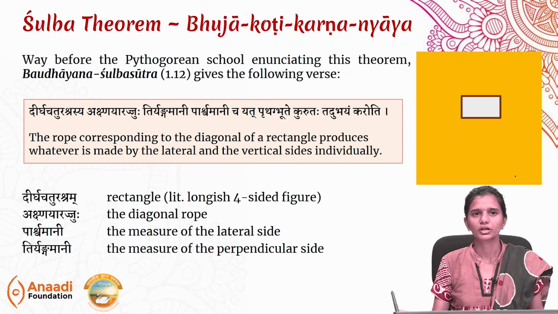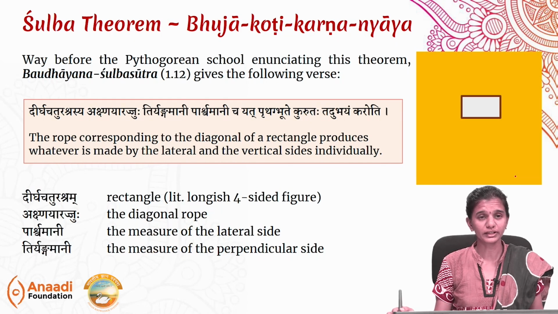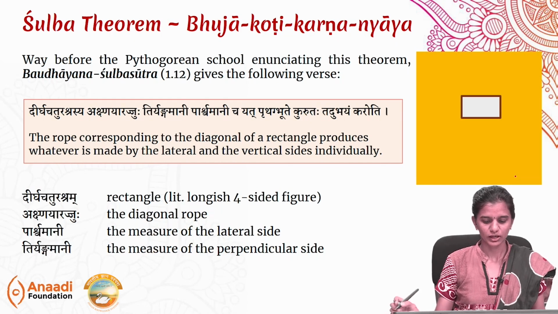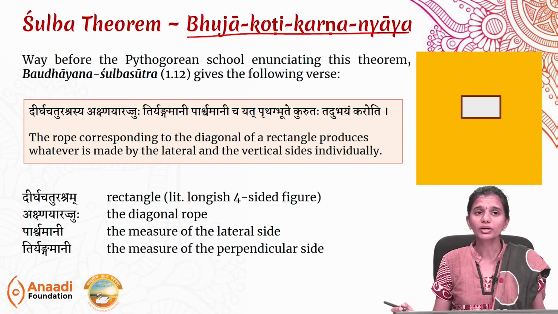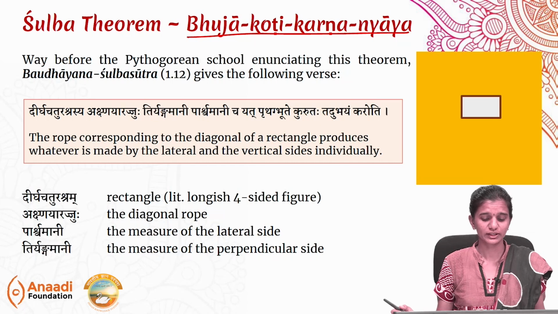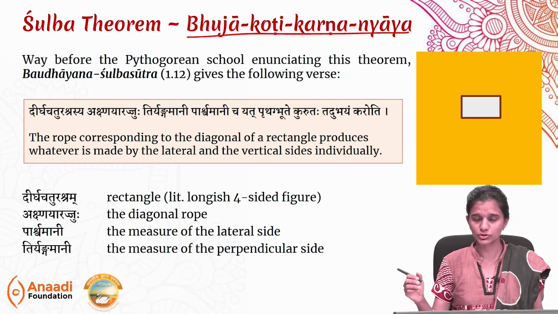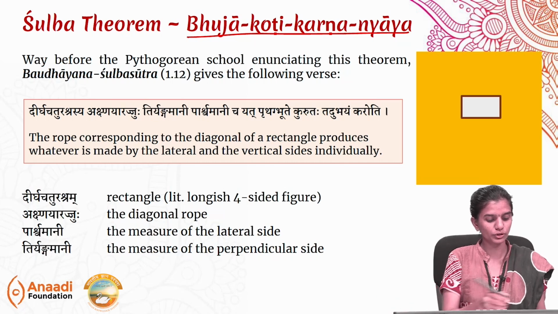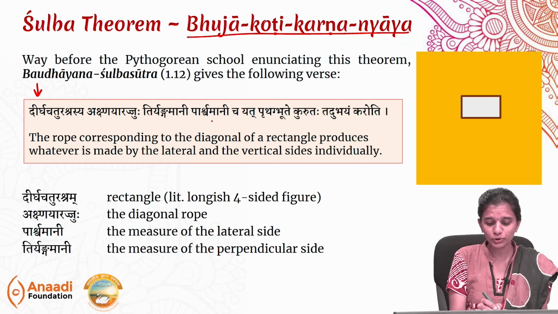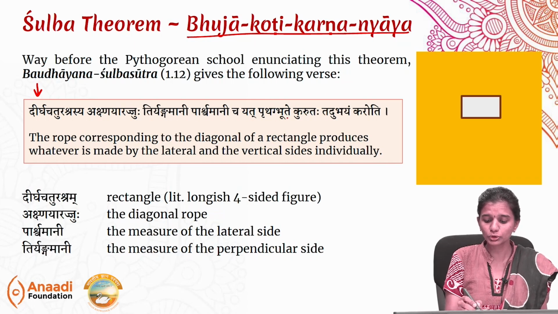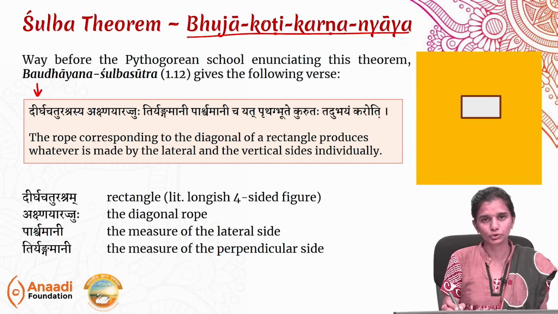One such theorem that we learn today as Pythagorean theorem should actually be called as Shulba theorem. Later, texts call this as Bhujakoti Karna Nyaya. Way before the Pythagorean school in the West, here in the Indian civilization, Bodhayana has given this through this sutra. Dirgha chaturashrasya akshnaya rajjuhu tiryangmani parshvamani cha yat prithak bhute kurutaha tadubhayam karoti.